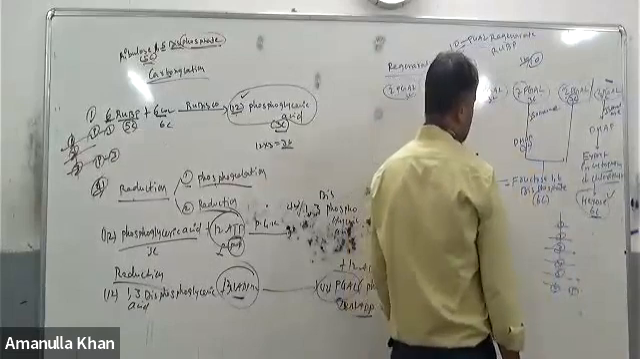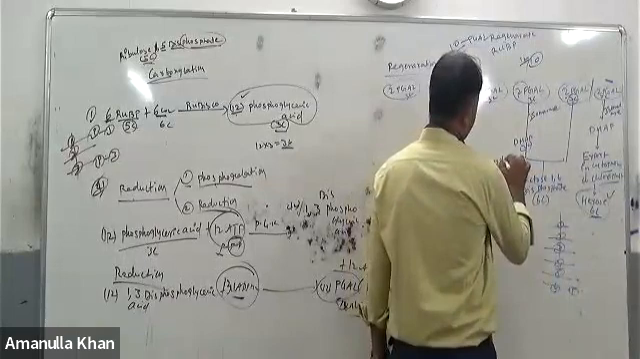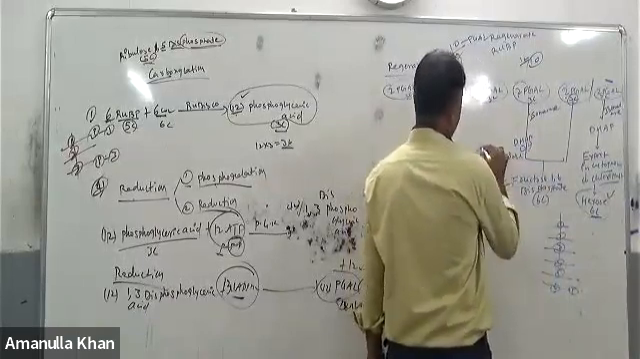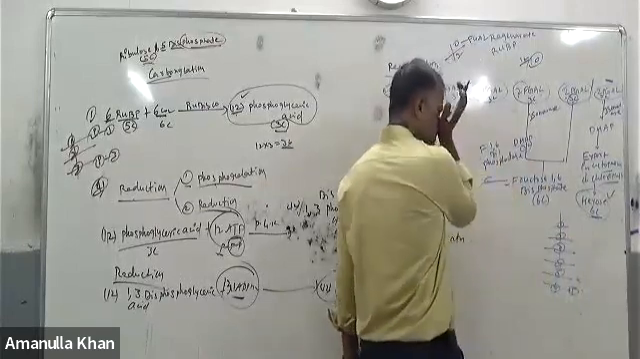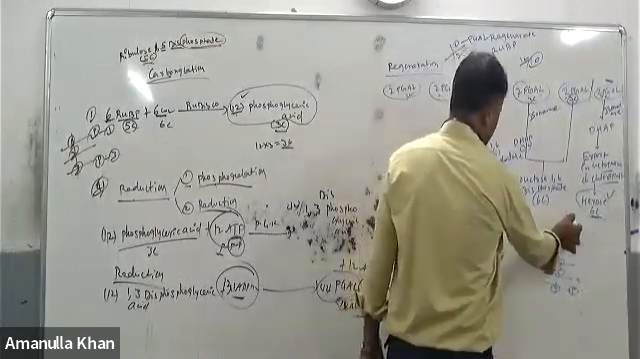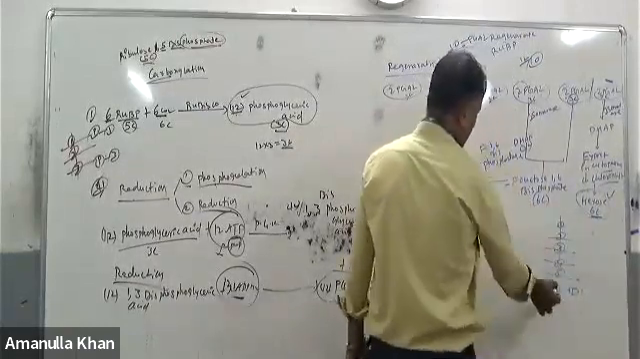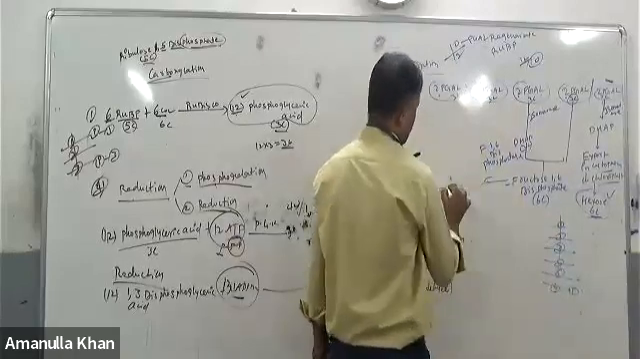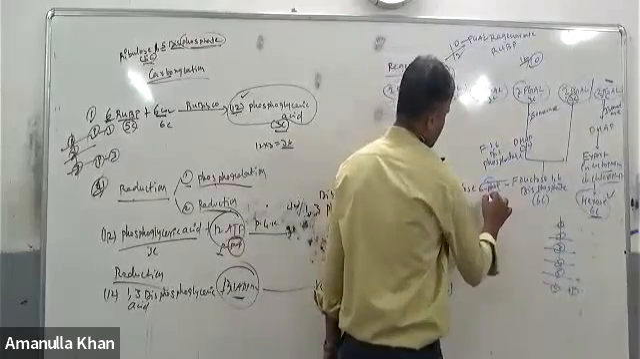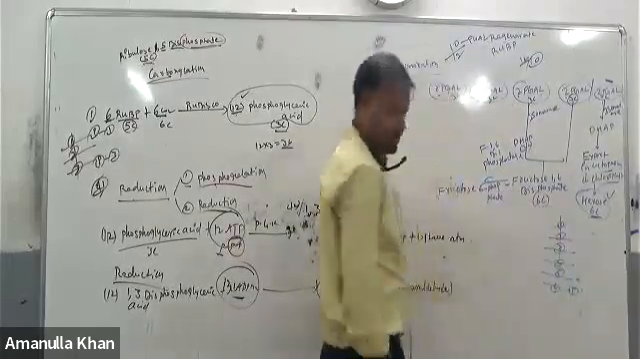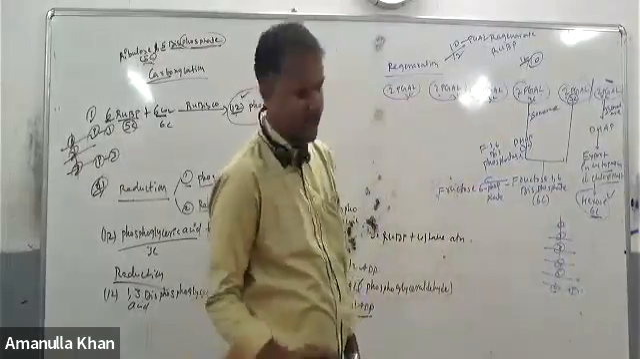Enzyme name is fructose 1,6-bisphosphatase, phosphatase for short. From the first carbon, the phosphate is lost, so the product is fructose 6-phosphate only. This step is called dephosphorylation.